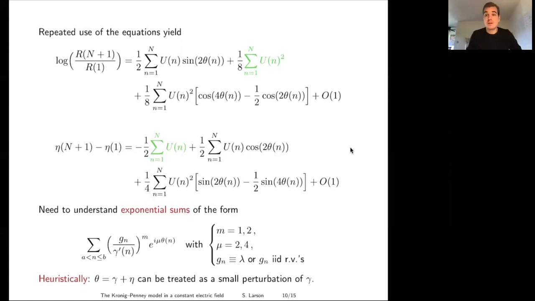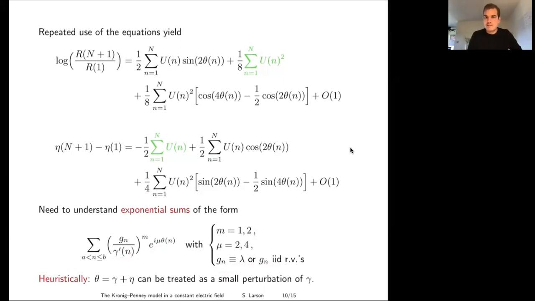And really what we have to do, which is where the substantial work that we do goes in, is to understand exponential sums of the following form. Namely, these are our effective coupling coefficients to some power, either 1 or 2. And we have an exponential which oscillates depending on this theta, which we don't know as well. And mu here is either 2 or 4. And Gn depends on which model we're looking at.